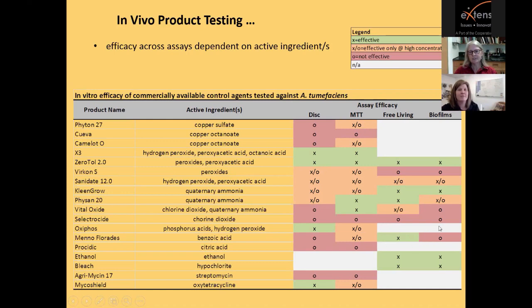You don't have to look at the specifics of all of this. The green ones are the ones where they worked at the labeled rate. We've since filled out these white areas. But in general, things only worked at really high rates. So that was a little disappointing.